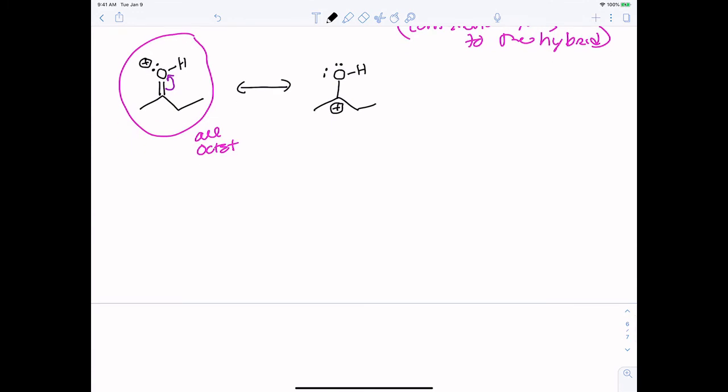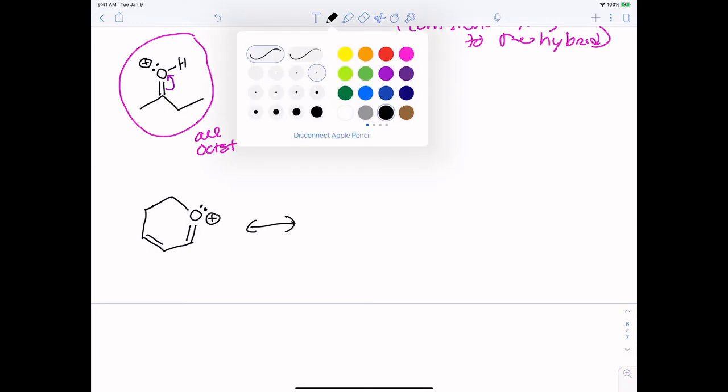How about we put an oxygen in our ring here, and we'll put a double bond and a lone pair, and then another double bond. So again, please try it on your own.